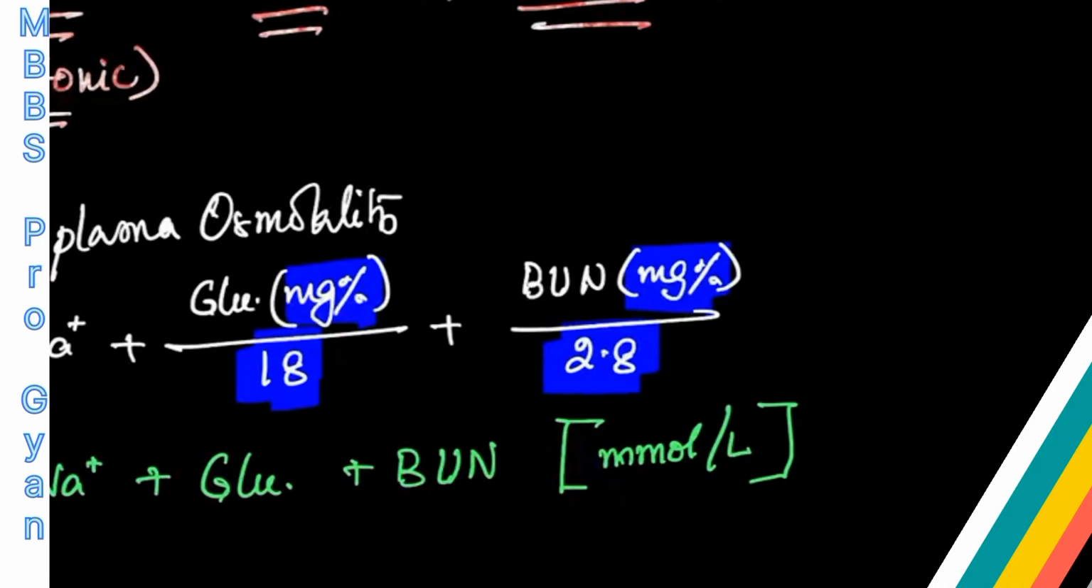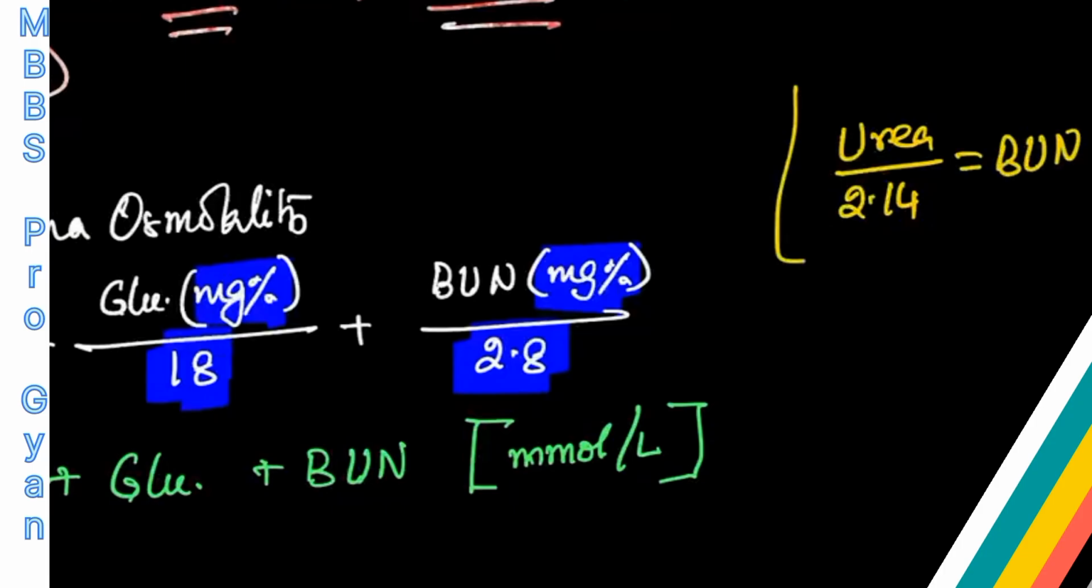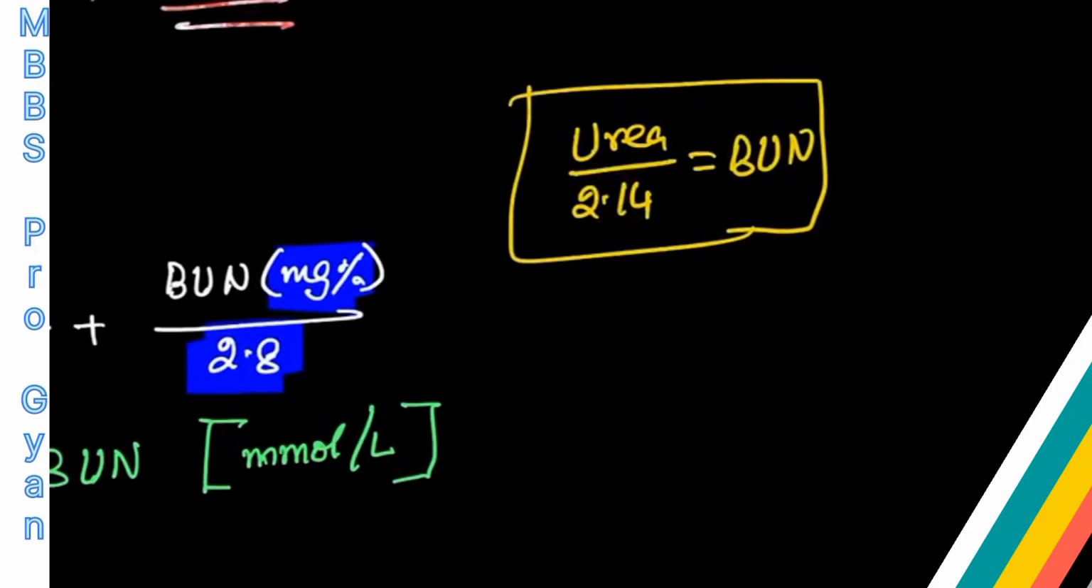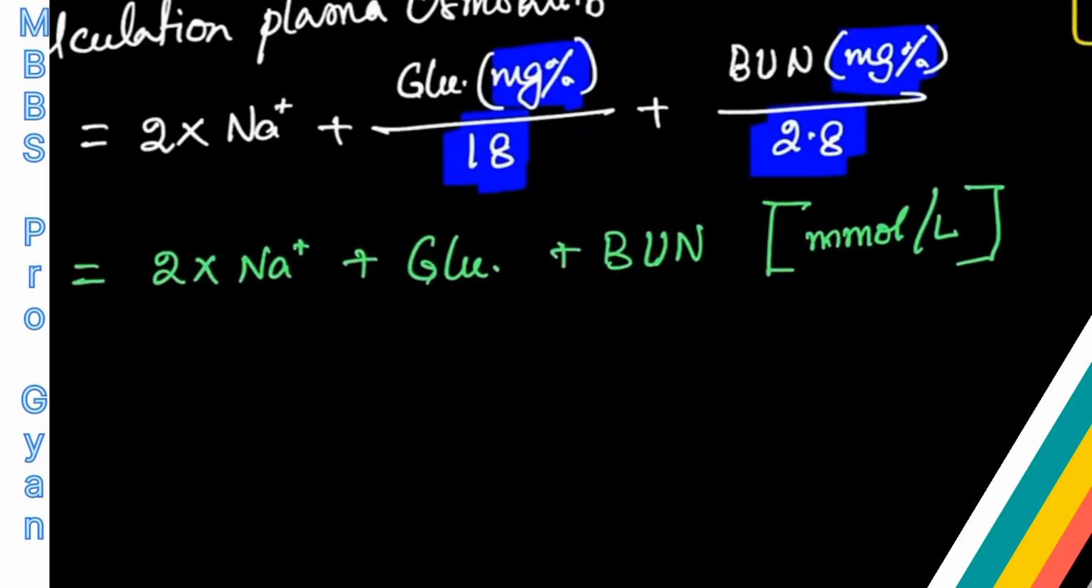Now, whenever I use the words blood urea nitrogen, it is not urea. Please remember, urea upon 2.14 is equal to your blood urea nitrogen. This you have to remember. Sometimes the question may be very simple. They will ask you to calculate the plasma osmolality from this formula, and in the question urea is given. You have to convert the urea to blood urea nitrogen by dividing by 2.14. Urea upon 2.14 is equal to blood urea nitrogen, and then you apply this formula.